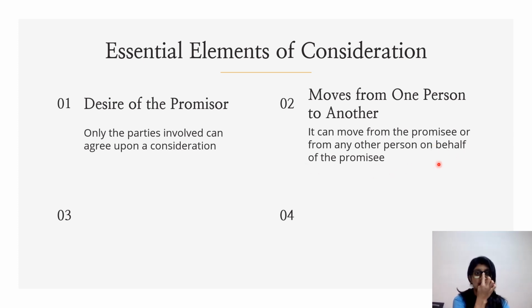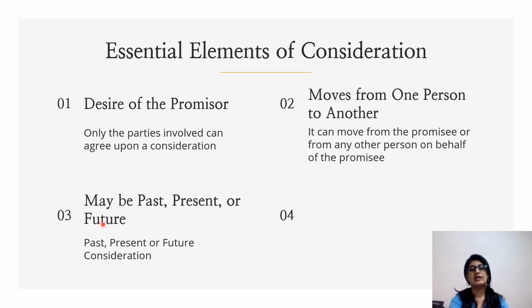So under English law, for example, if you look at their contract law, only the promisee can give the consideration. If you tell me I will give you this money and you get somebody else to pay that money, under Indian law, that's allowed. But under English law, that's not allowed.